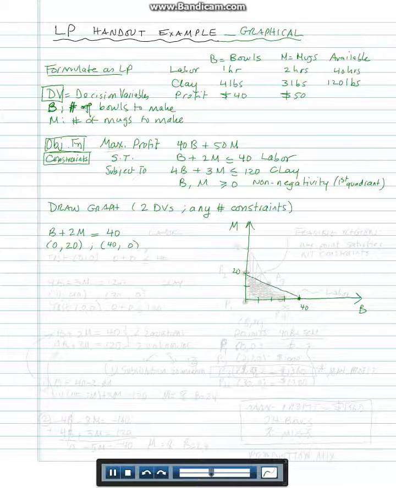But that's only the points on the line. The constraint tells me B plus 2M is less than or equal to 40, so we have to test a point to see is it below the line or above the line. So let's test the origin, (0, 0). Is 0 plus 2 times 0 less than or equal to 40? Yes, 0 is less than 40, so we're really looking at the region below the line and on the line to represent the first constraint, the labor constraint. So this is labor.